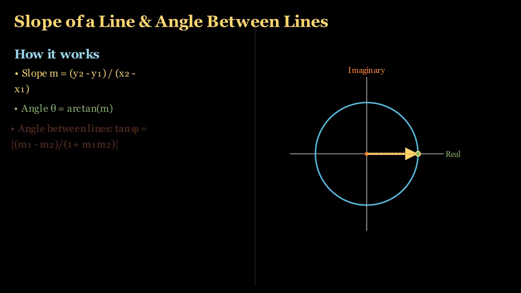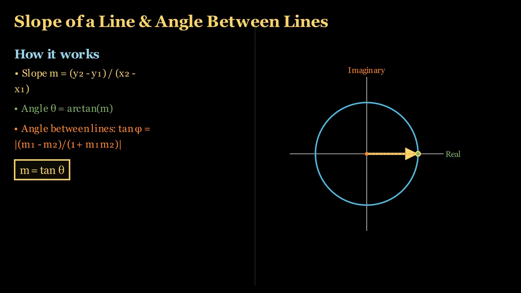Now, the line makes a certain angle with the positive x-axis. Think of it as the line's tilt. That angle, which we call theta, is connected to the slope by the tangent function from trigonometry. The slope m equals the tangent of theta. So if you know the slope, you can find the tilt angle by using the inverse tangent, or arctan.